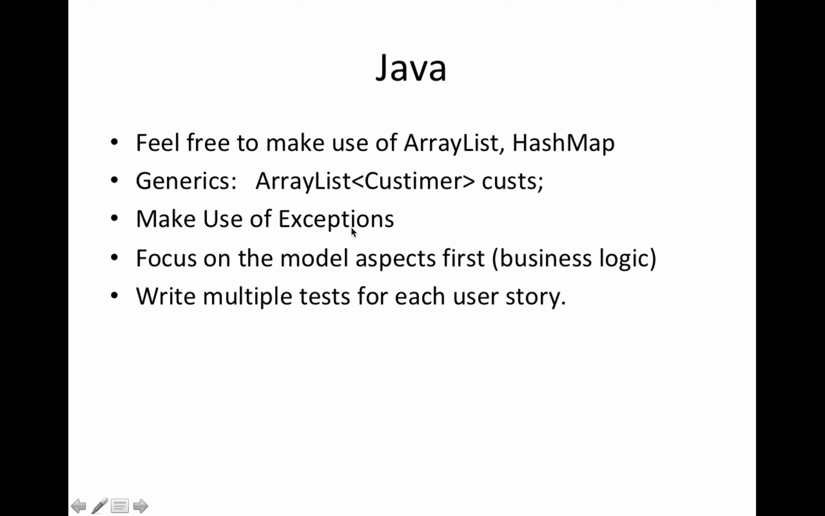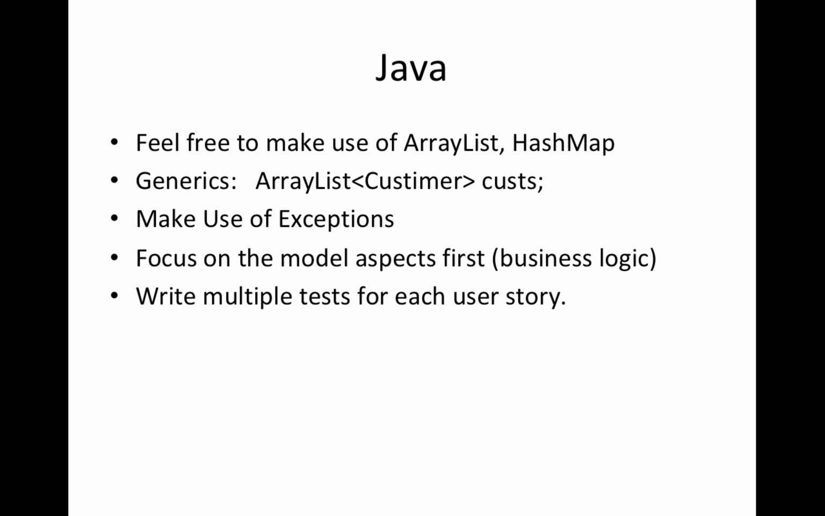Exceptions, I'm sure most of you would have used. Basically, with an exception, when something goes wrong, you can inform the calling method what went wrong so that they can then take corresponding action, right?